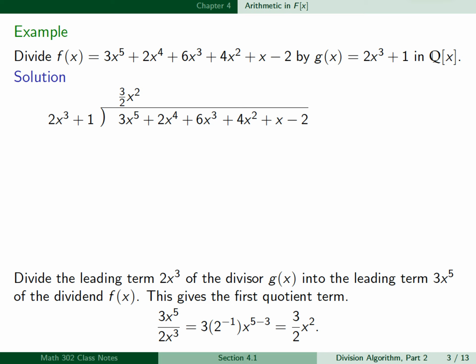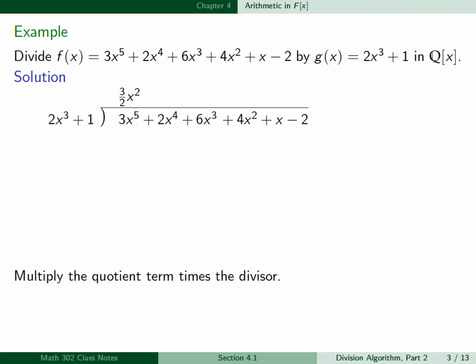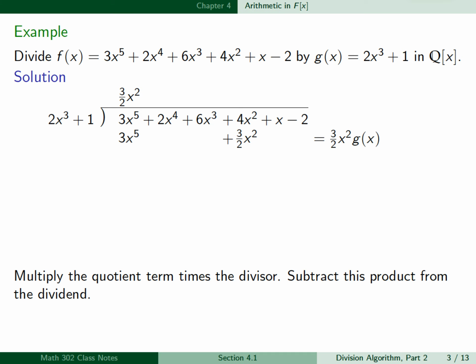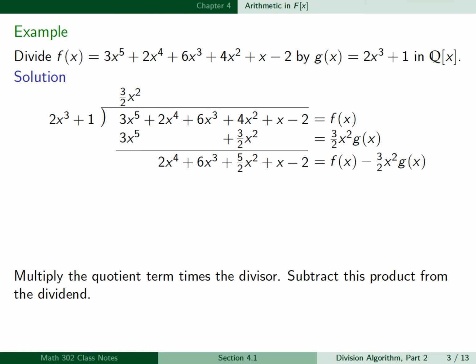We have (3/2)x^2 above the horizontal bar above our dividend. And then for the next step, we're going to multiply the quotient term times the divisor. So we're going to multiply (3/2)x^2 times 2x^3 plus 1. And this will result in the polynomial 3x^5 plus (3/2)x^2. Next, we subtract this product from the dividend. So subtract this from f(x), and we obtain the polynomial shown.